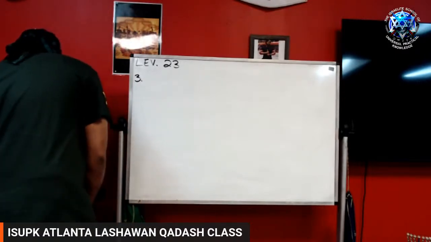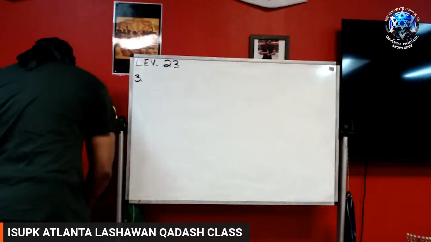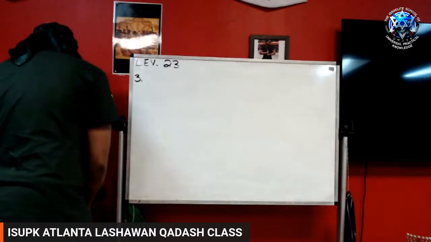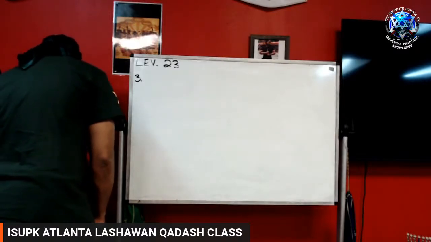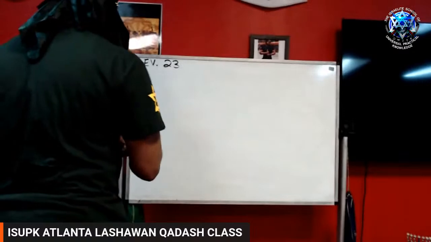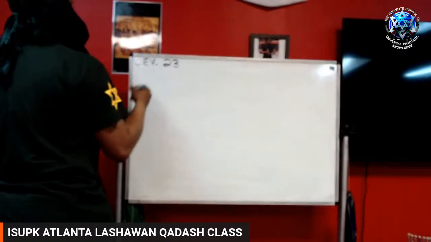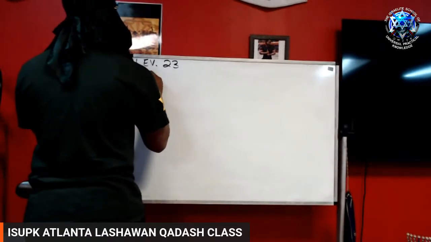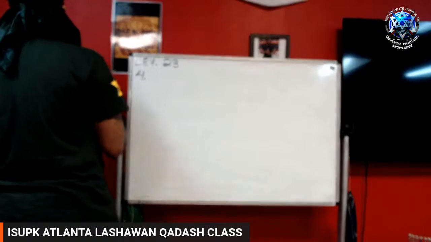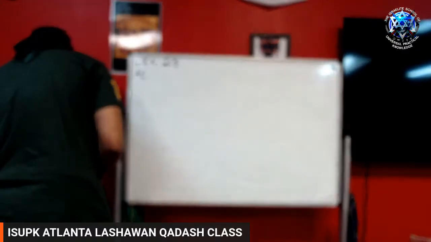All right, let's continue on. I'm trying to move quickly. Verse 4. Young man Gabriel, if you could. This is the book of Leviticus, chapter 23, verse 4, in the English. These are the feasts of the Lord, even holy convocations, which ye shall proclaim in their seasons. All right. Very good, very good.